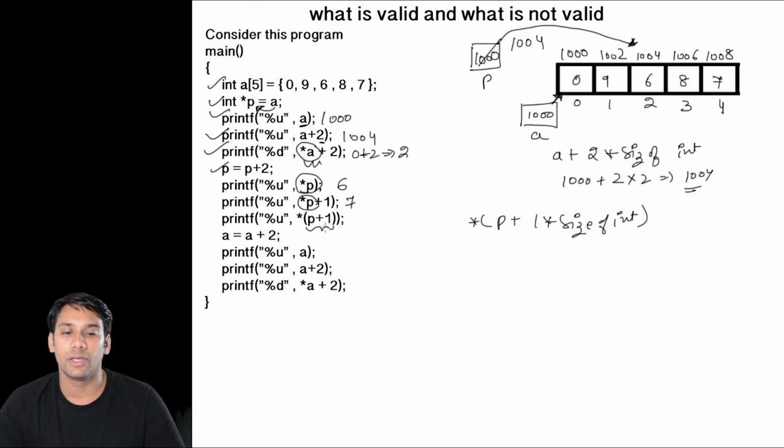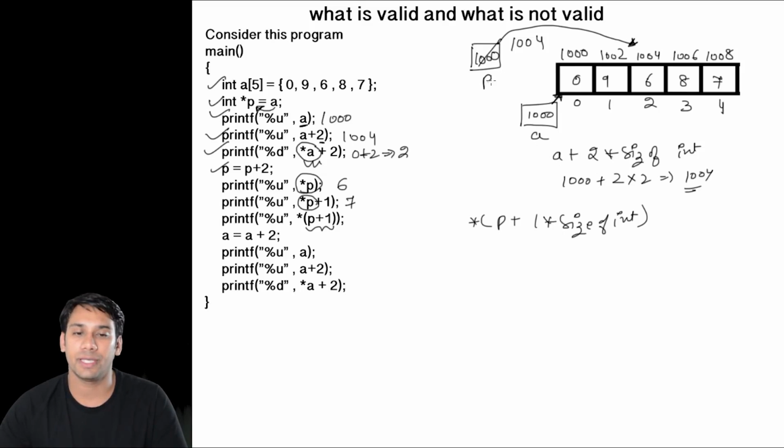Okay. Now this size of integer is 2 bytes. Therefore it will print star of 1004 plus 2, which is equal to 1006. The value stored at the location 1006 is 8. Therefore it will print 8.